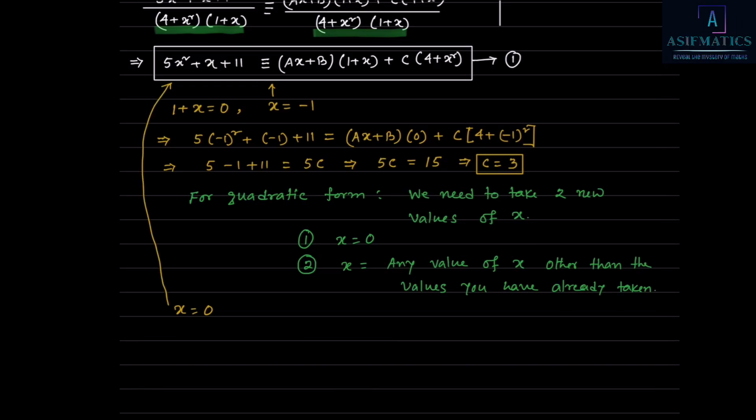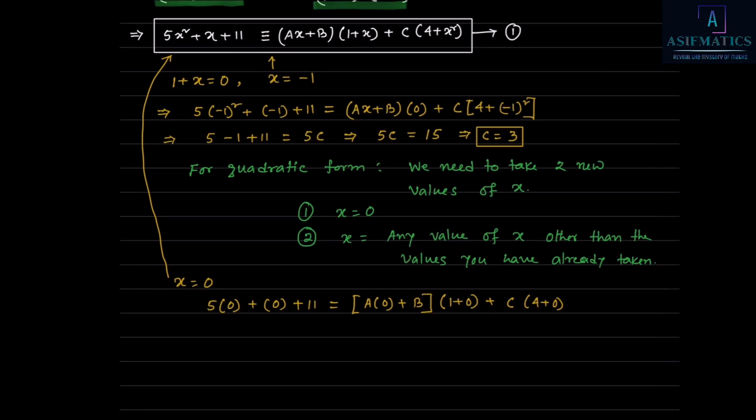into the main equation, we can write 5 times 0 plus 0 plus 11 equals a times 0 plus b times 1 plus 0 plus c times 4 plus 0, and that's it. Okay, so if we calculate from here, we can write 11 on the left side equals b times 1, you get b, and here you get 4c, so plus 4c.